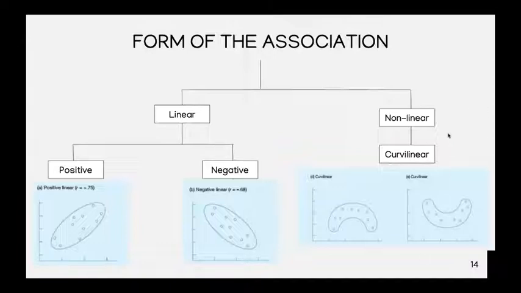Next, we have the nonlinear relationship, or we can also call it a curvilinear distribution. It shows a U-shaped relationship in the scores, where you can see in D and also E. Distribution D shows an increase and decline in the y-axis variable with increasing values of the x-axis, while E indicates a decrease and increase in the y-axis variable with increasing values of the x-axis variable.